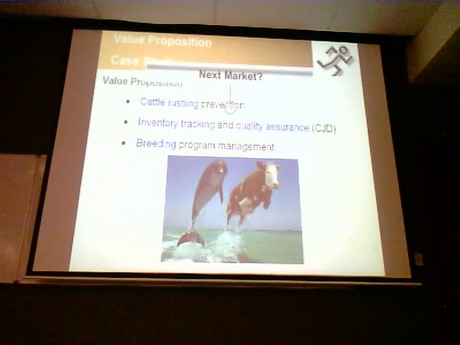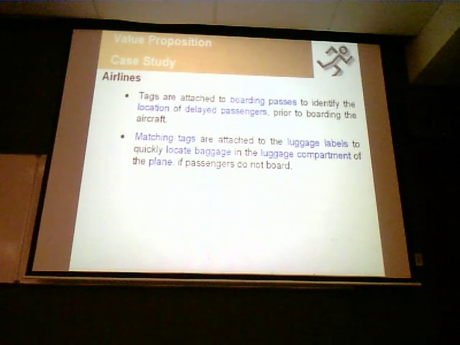The next market that we looked at was the airline market. What we thought about doing is putting a tag on the boarding pass and a tag on the luggage tag. Why? In case people take other people's luggage. But it does it now. Back in those days it didn't. Why does Qantas do it now? Put a tag on the boarding pass and then a tag on the luggage tag.